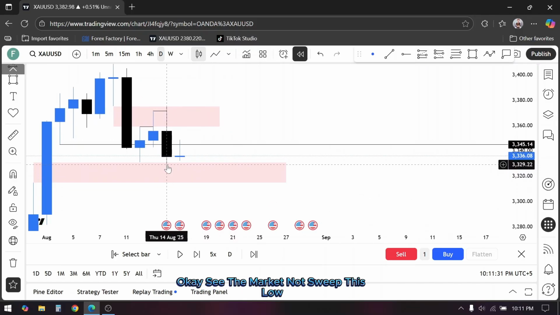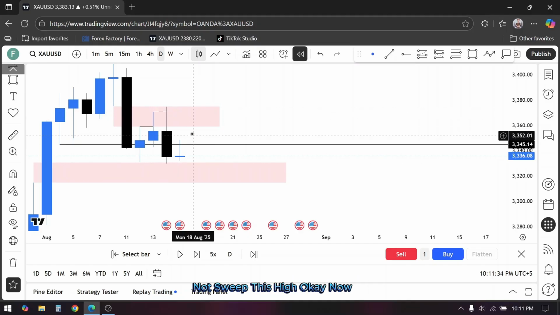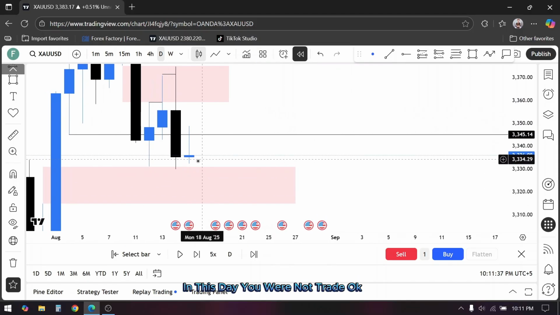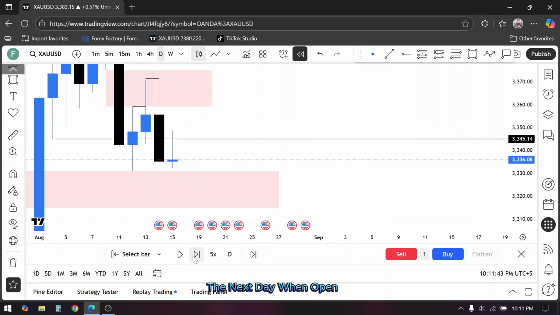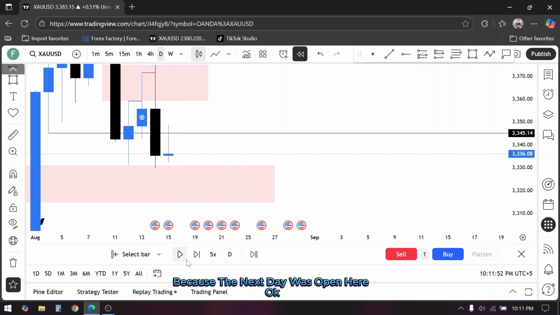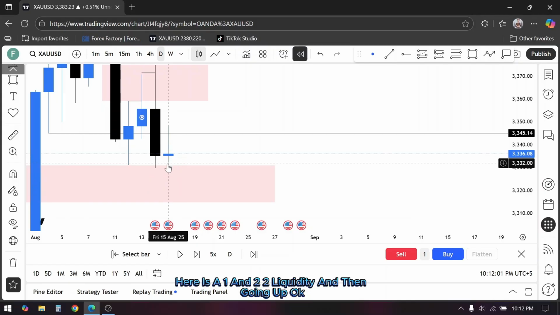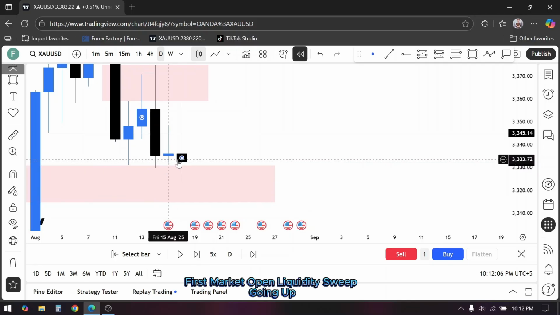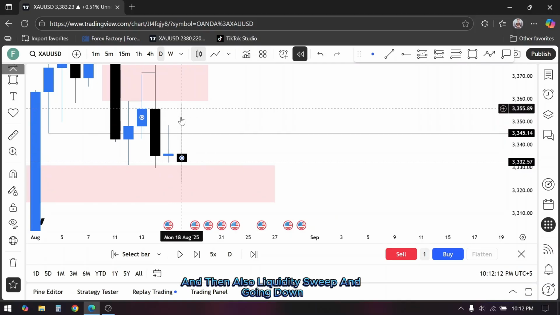Okay, so let's see. See, our next day, no momentum. Okay, see, the market did not sweep this low, not sweep this high. Okay, now in this day you do not trade, okay? You just wait for the next day, okay? The next day when it opens, wait for the market to liquidity sweep this high or this low, because the next day was open here, okay? So possible the market first sweeps these two liquidity, okay? Here is one and two liquidity and then going up, okay? See, first market open liquidity sweep going up and then also liquidity sweep and going down.